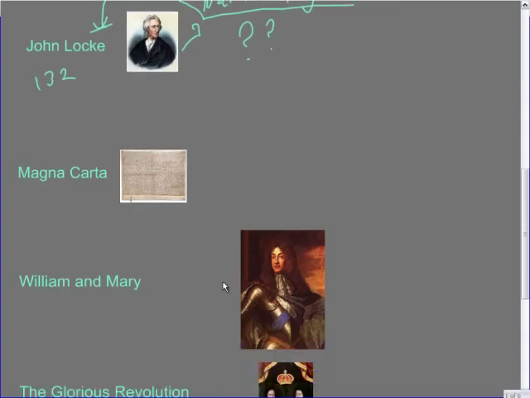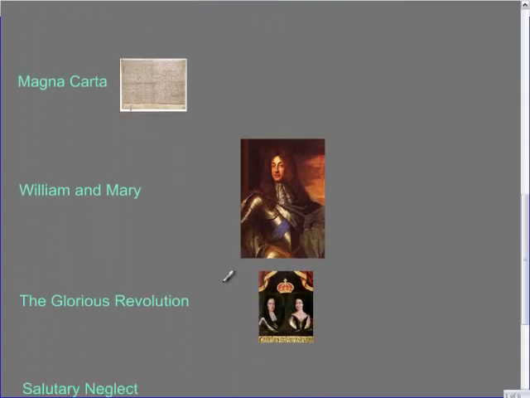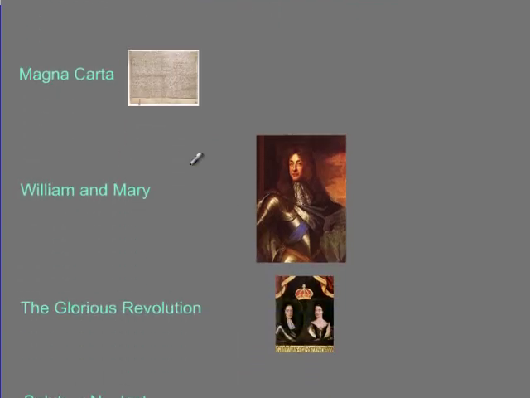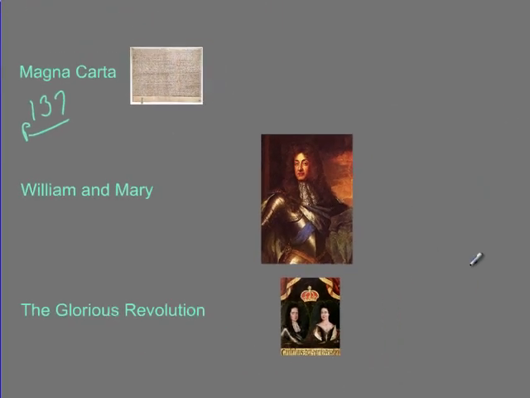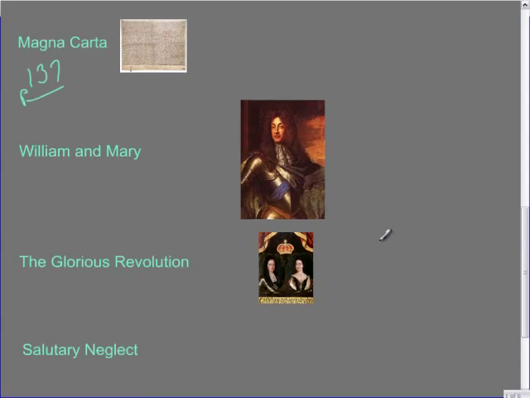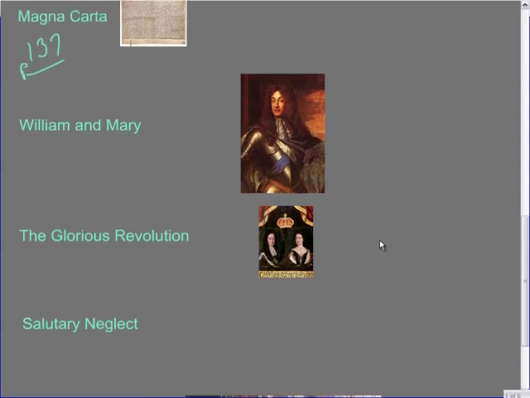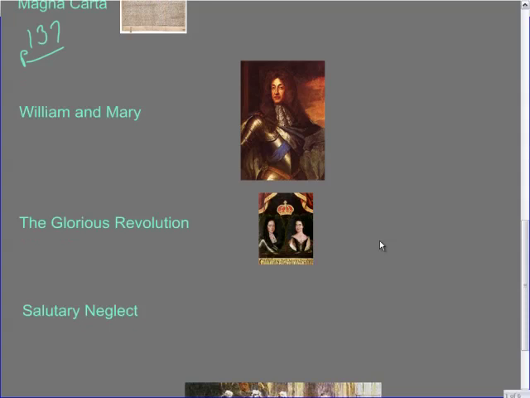But these English people have been building up their rights over the centuries. The first document that we talk about with that is on page 137. It's the Magna Carta. It's a written agreement with the king, and it protects some of the rights of the English nobles. It's one of the first documents that does that for the English people.